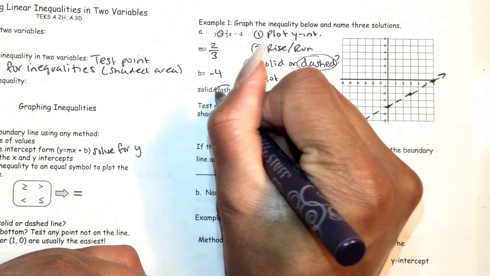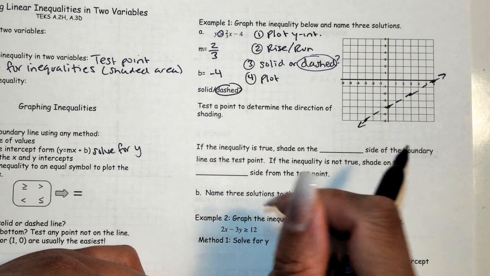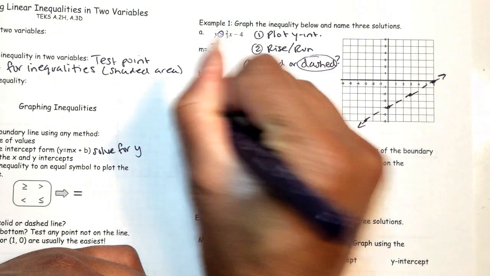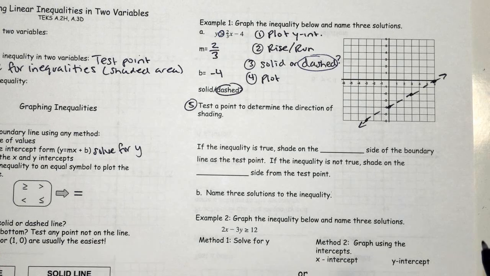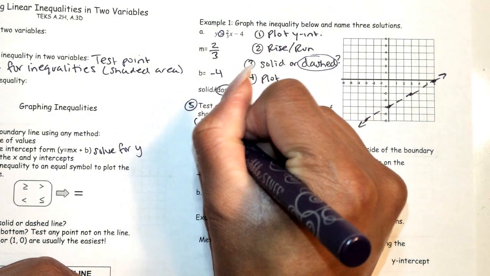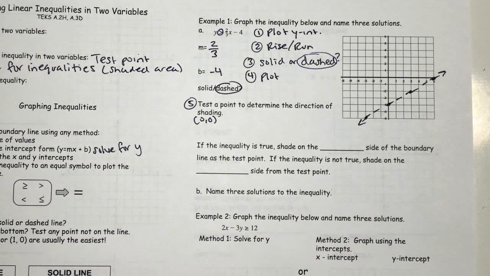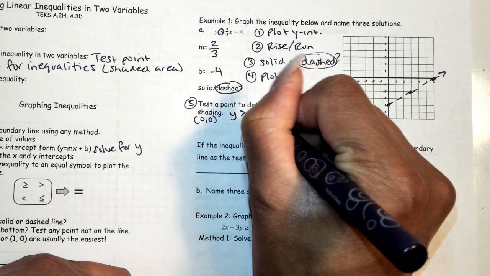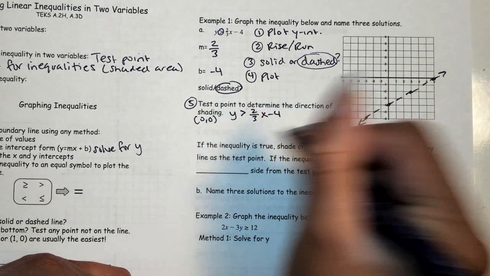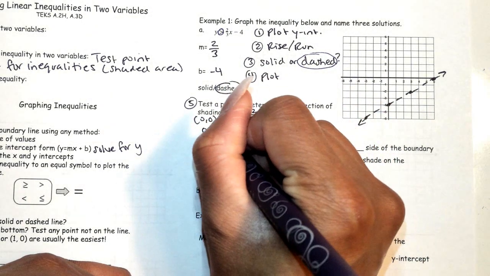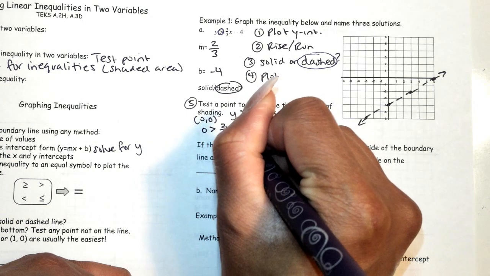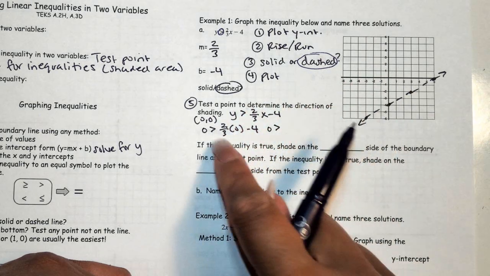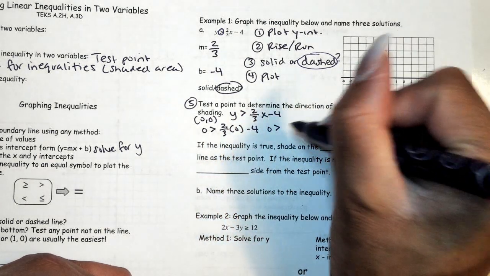Okay, so we already noted that it is dashed, and it says test a point to find the direction of shading. So this is my 5th step. I'm going to test a point. So let's use (0, 0). So remember, our notes said we can use (0, 0) or (1, 0) as a test point. So we're going to plug in those for here. So we're going to plug in 0 for y. So I have 0 is less than 2/3 times 0 minus 4. So 2/3 times 0 is just 0. So I have negative 4.